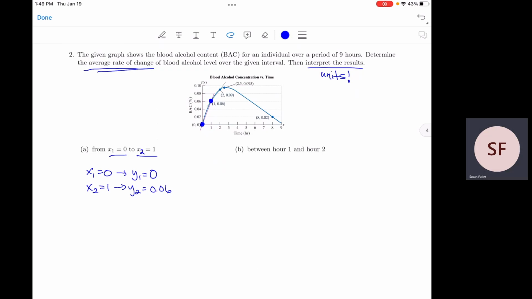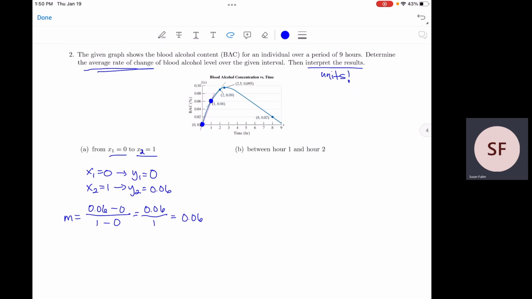Okay, so now to find the average rate of change or the average slope, I'm going to find the slope between these 2 points. And this is the slope formula. We've got y2 minus y1 over x2 minus x1. Now doing the arithmetic, 0.06 on top divided by 1 on the bottom. Anything divided by 1 is itself. So 0.06 is my average rate of change.